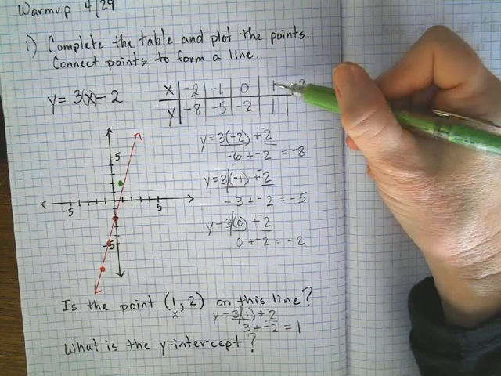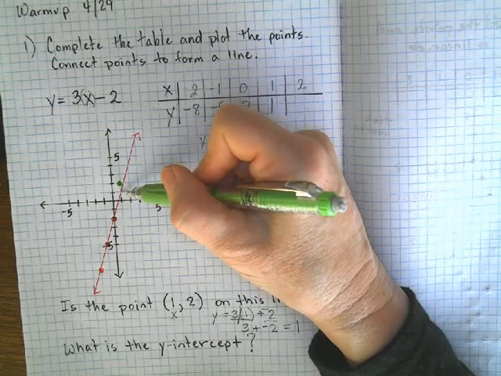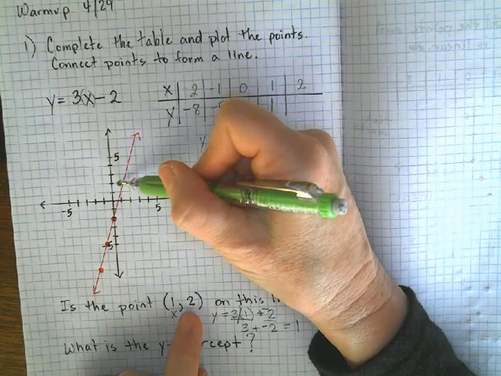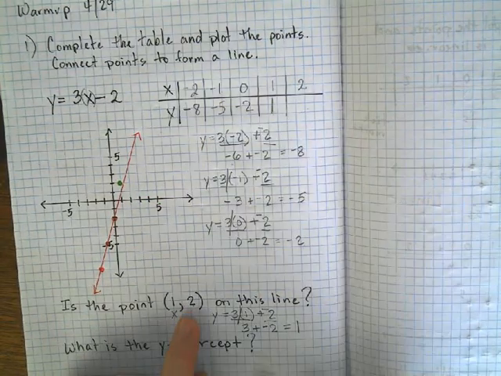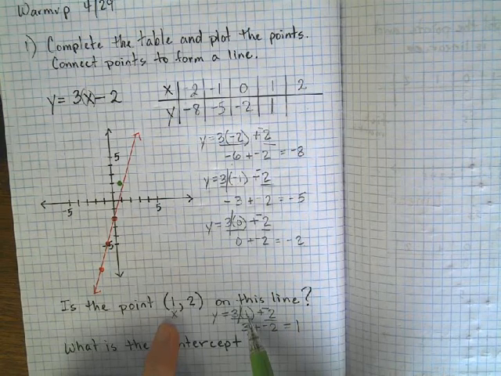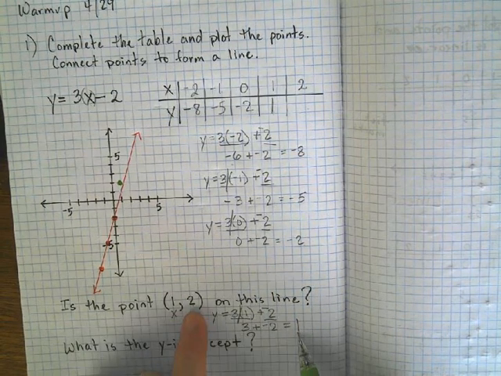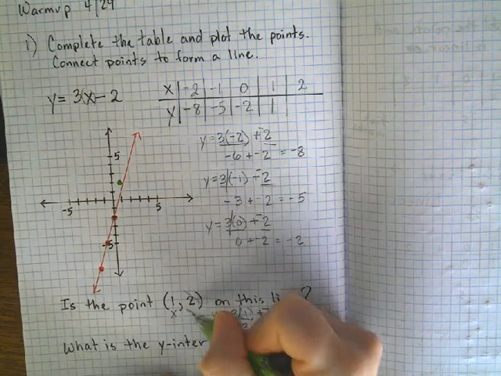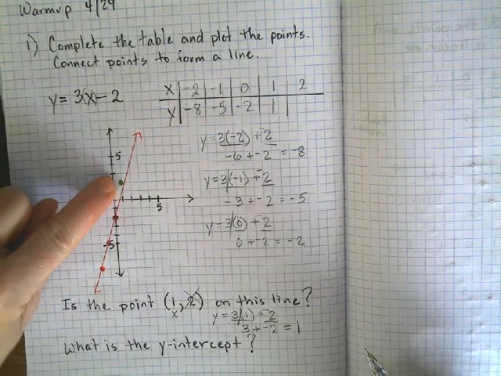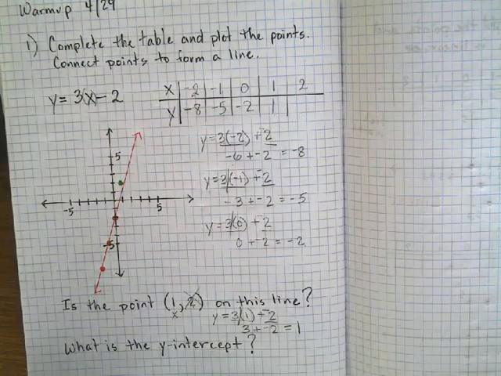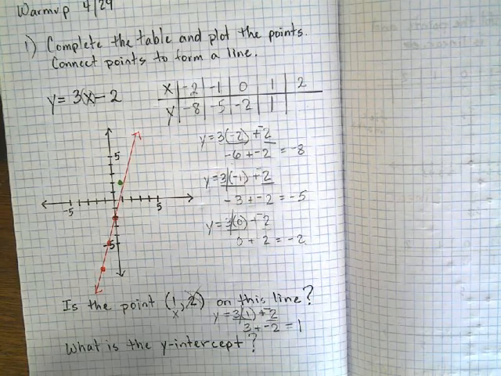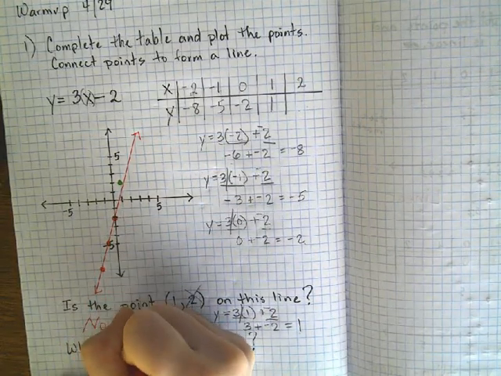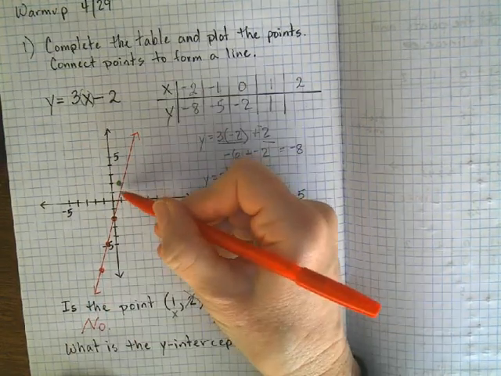So the point 1, 1 is on the line, but is 1, 2 on the line? No. Because when x is 1, y has to be 1. Is that 1? No, that's bad. So is that point on this line? No. The answer here is no. This point is not on this line.